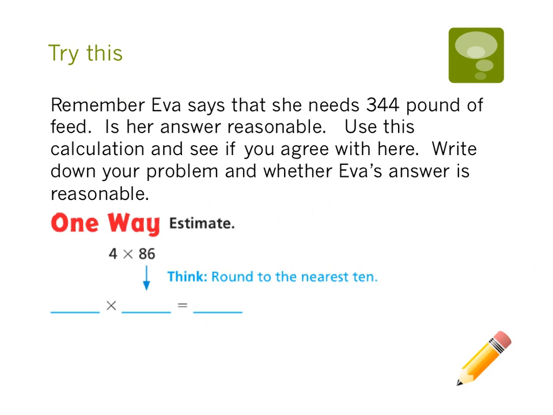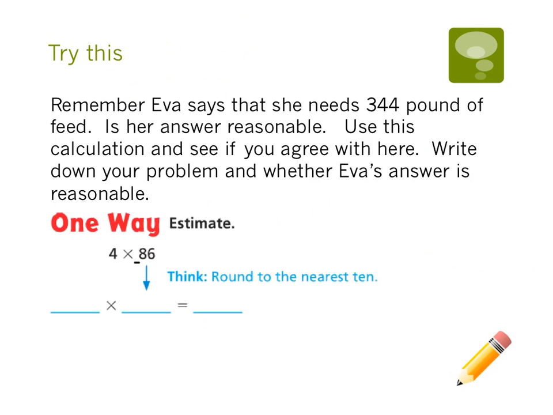Let's try it. If she needs 344 pounds of feed, we can decide if her answer is reasonable using estimation. Pause the video and complete this calculation to see if you agree with Ava's answer. Then replay to check your work.